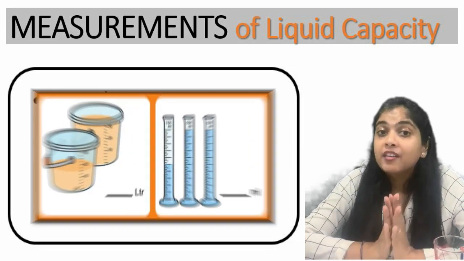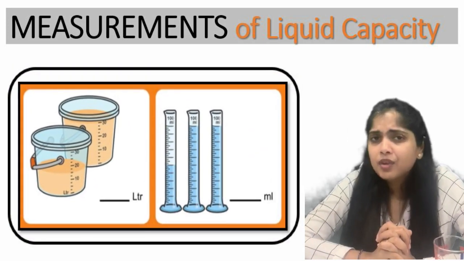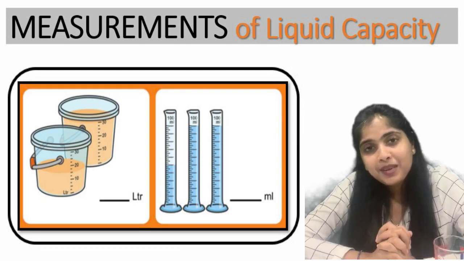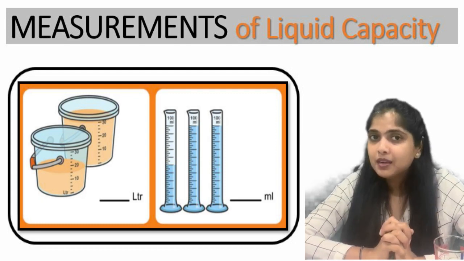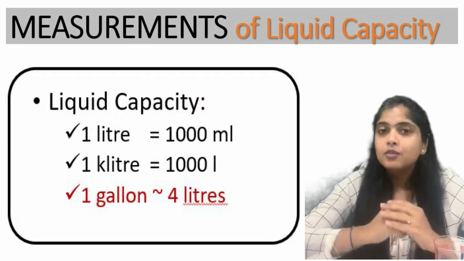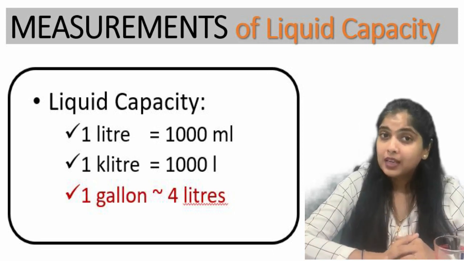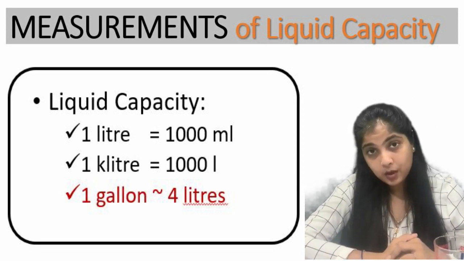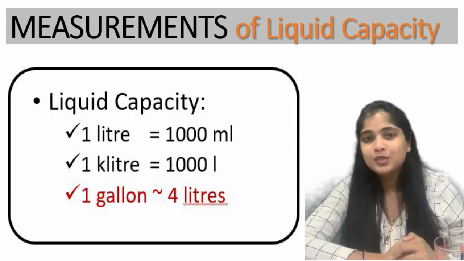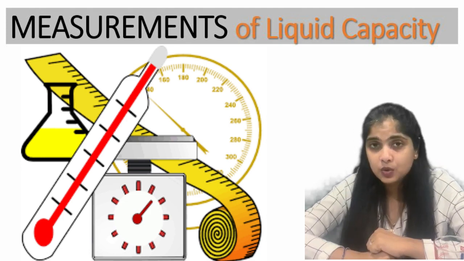Now to measure heavier containers, we use liters. And for lighter containers or smaller capacity, we use milliliters. Similarly, we also have a unit called kiloliter, which is for even heavier containers. So 1 kiloliter is equal to 1000 liters. 1 liter is equal to 1000 milliliters. So these are the ways we use the units.